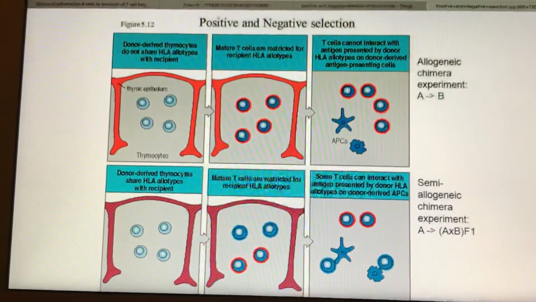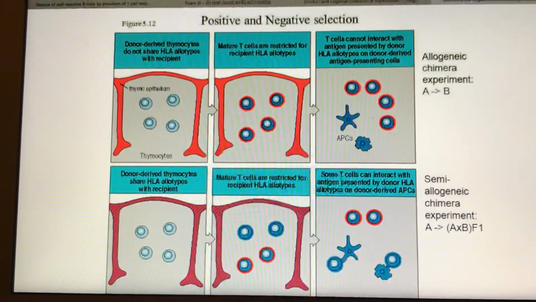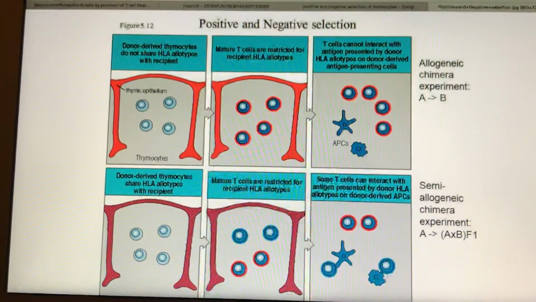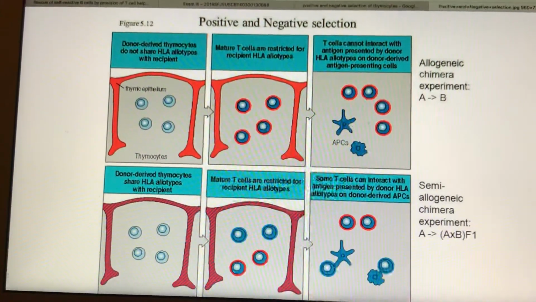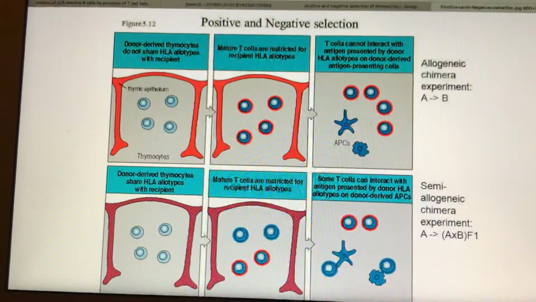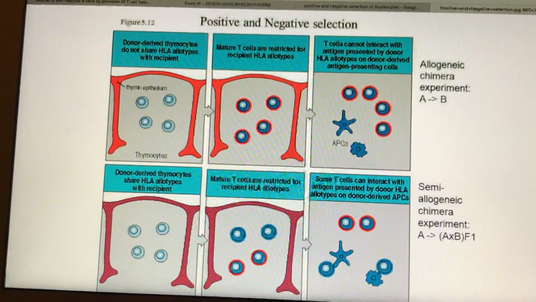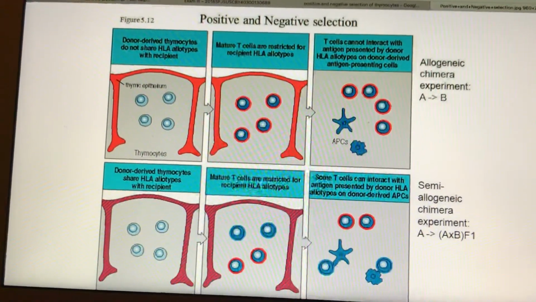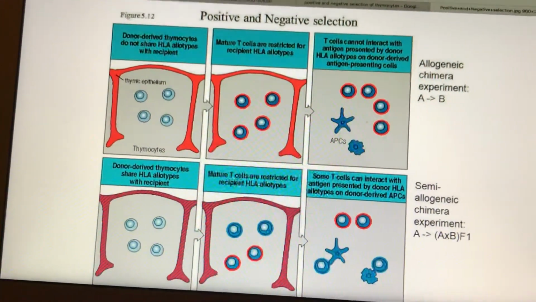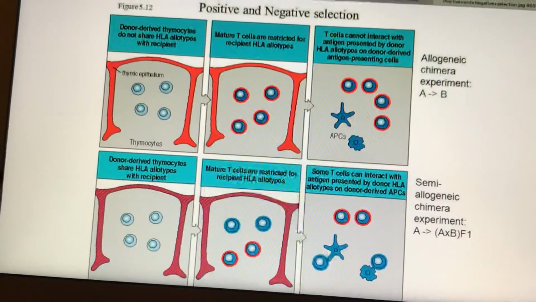Going on to negative selection. Negative selection will occur in the medulla. It has AIRE positive cells, so they will express a lot of MHC and or self cells. But if it doesn't interact with each other, it would make itself react against its own self, if that makes sense.